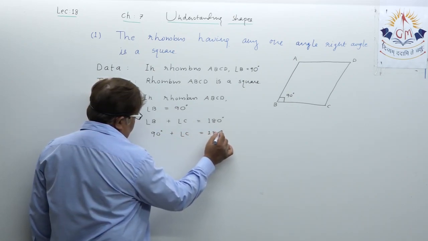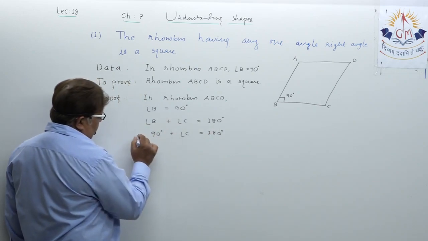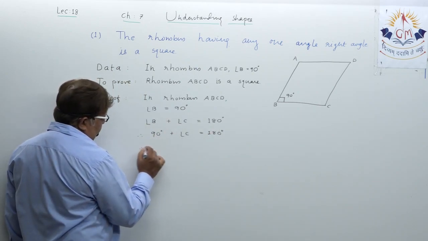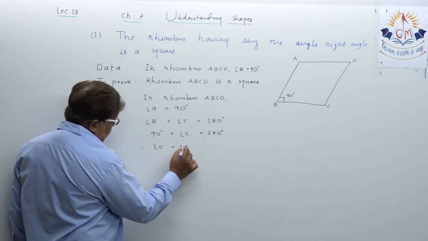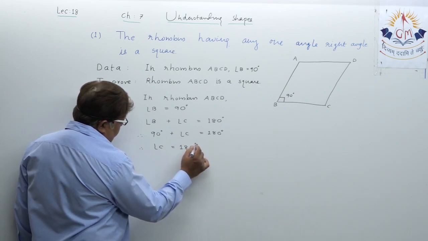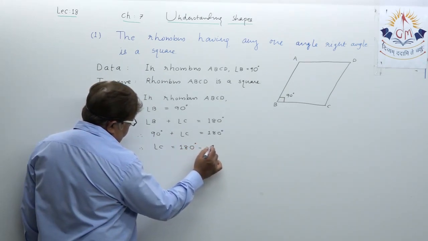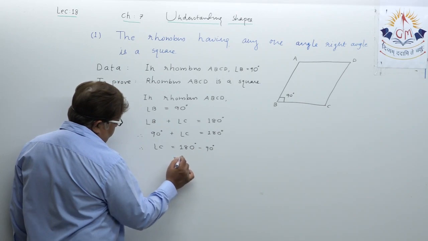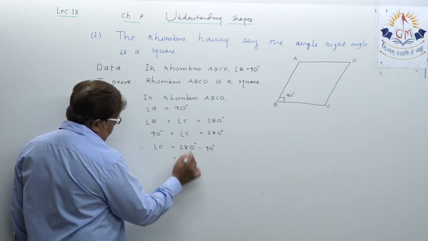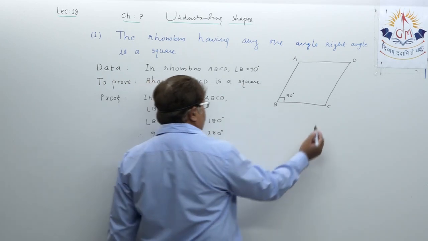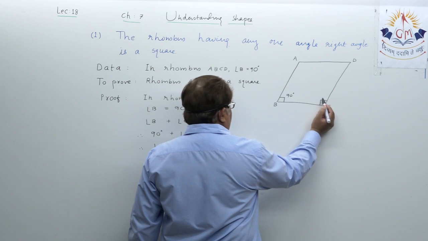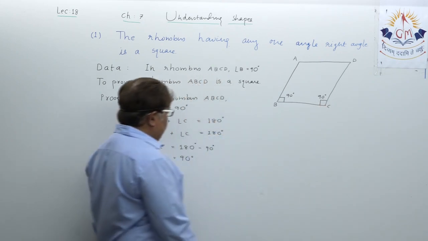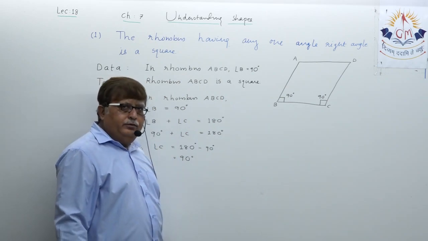If we just substitute the value of B, and then let us transfer it, angle C equals 180 degree minus 90 degree, that is equal to 90 degree. So dear student, we got angle C as 90 degree. You understood this?